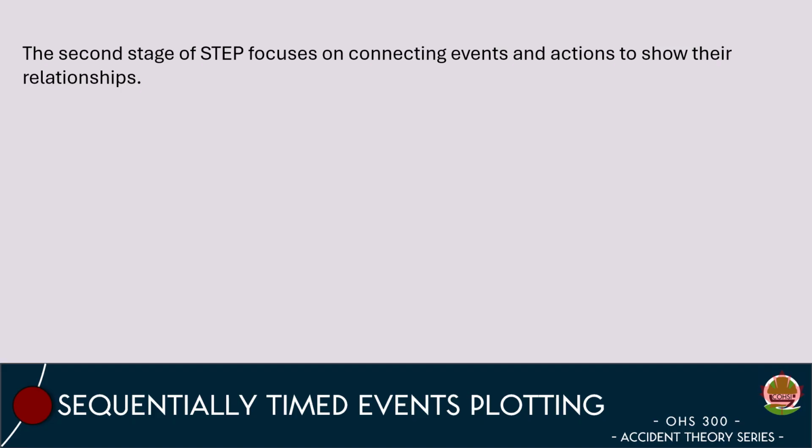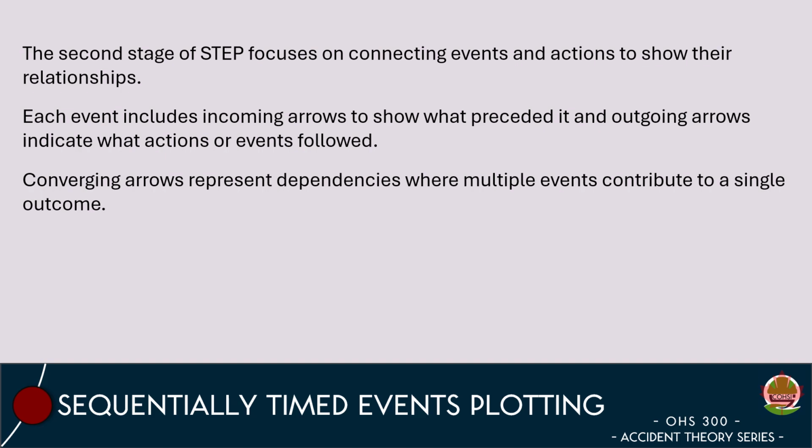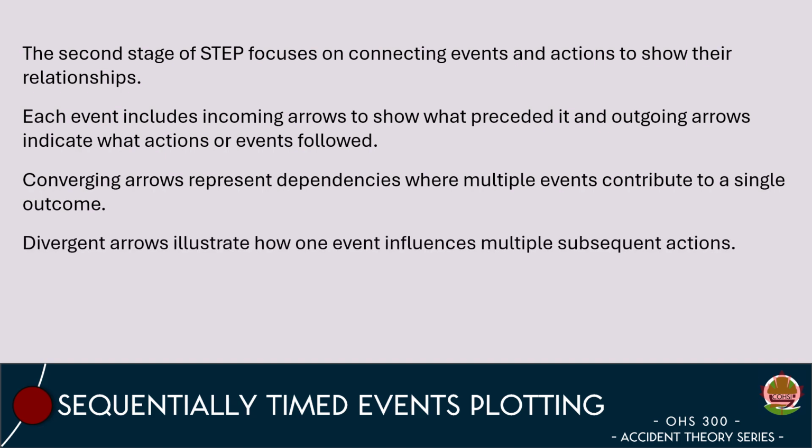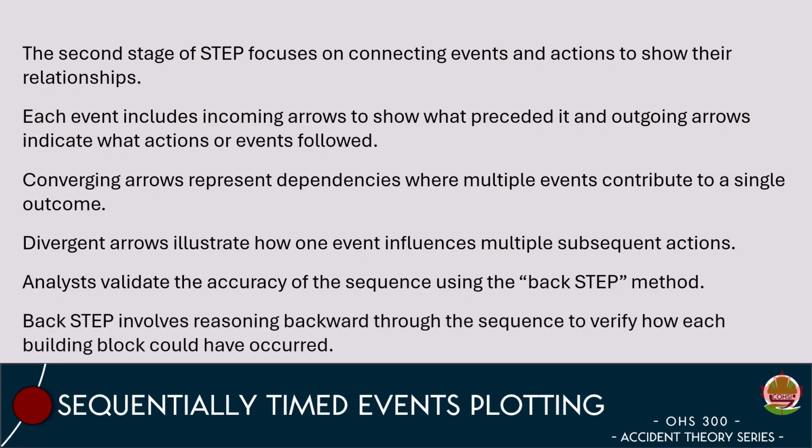In the second stage, the events and actions are connected using arrows to represent relationships. Each event has incoming and outgoing arrows to indicate precede and follow connections. Converging arrows show dependencies between events, while divergent arrows illustrate the event's impact on subsequent actions. To validate the accuracy of the event sequence, analysts use the back step method, reasoning backward to verify how each building block could have occurred. This process also helps identify alternative pathways the accident could have taken, guiding further data collection and analysis.